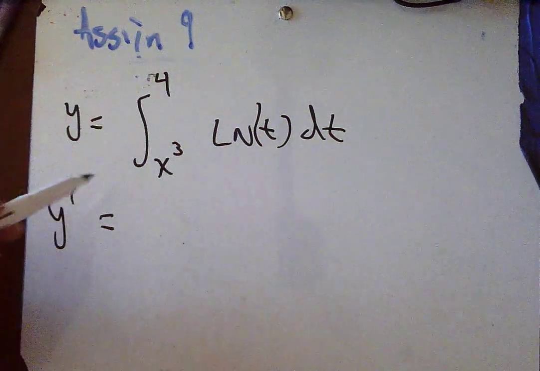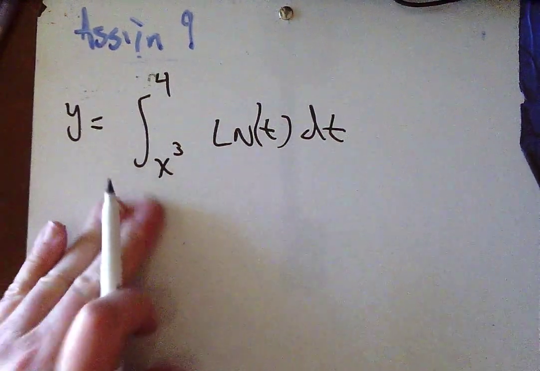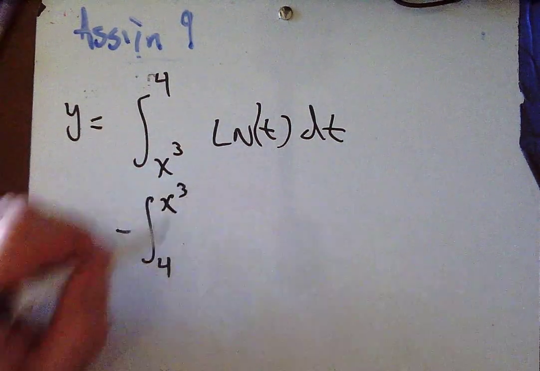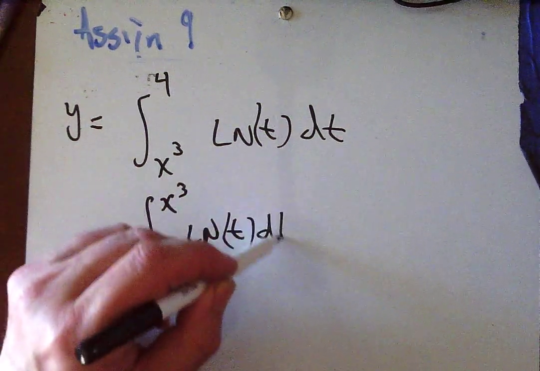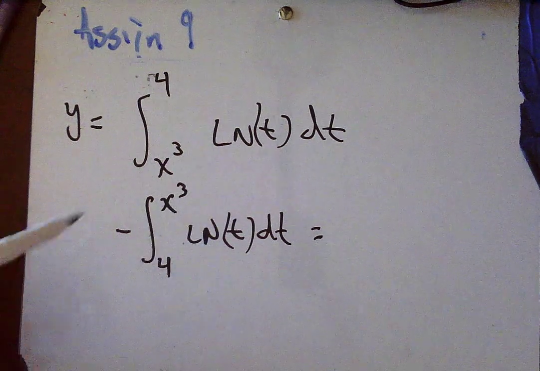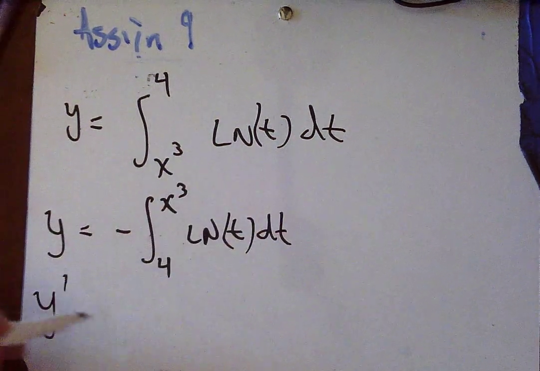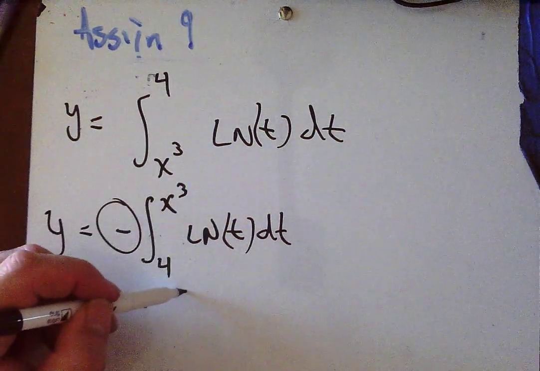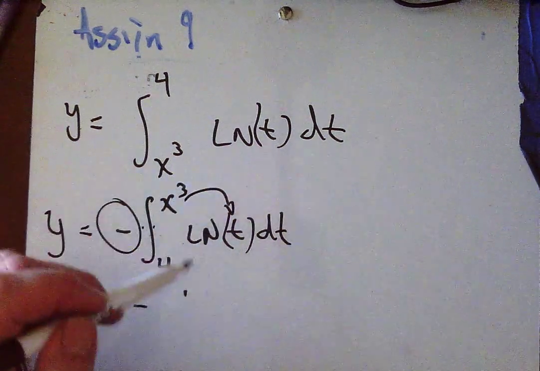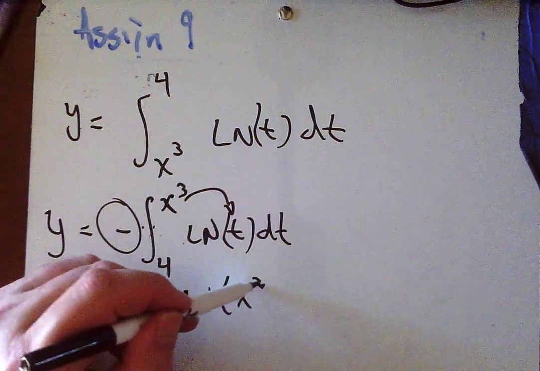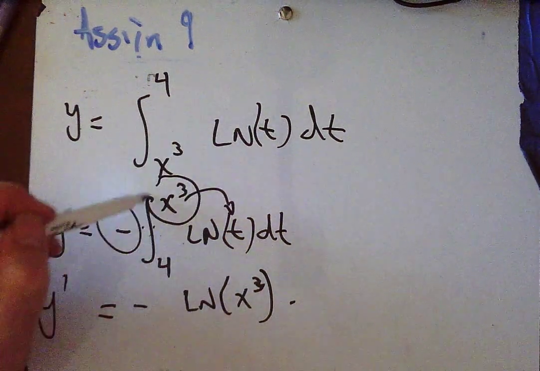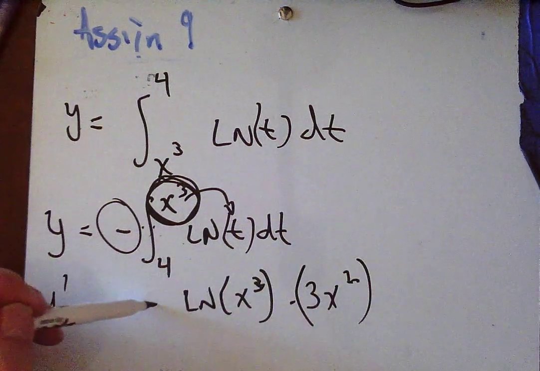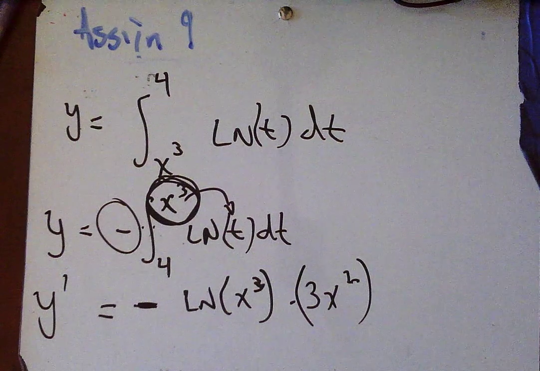Did you realize that you can't do that yet until you flip these? Remember, we always need a constant here. And so now I'm ready to take the derivative. y prime, that negative stays. The derivative here is going to be, well, derivative undoes integral. That goes in there, and then x to the third. Don't forget, though, you need to take the derivative of that, 3x squared. And don't lose that negative out in front that allows you to switch those bounds.